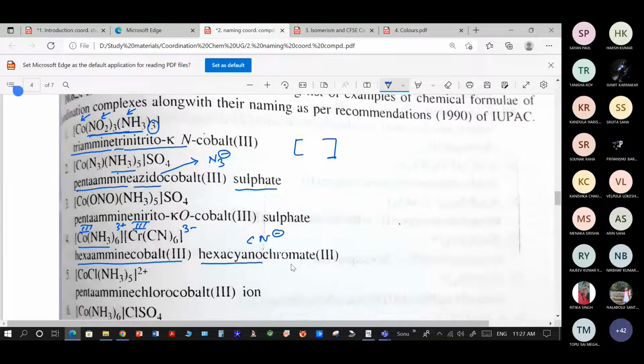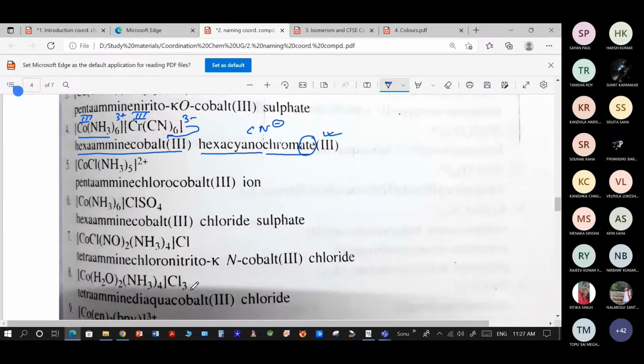Chromium you could write down whenever it was either a neutral or positively charged complex entity. But in this case, we have seen this is a negatively charged complex entity. So because of this reason, you have to write down chromate, ATE. So this will come ATE, and then the oxidation state of the metal center +3. So this is as simple as that, and plenty of examples are cited over here.